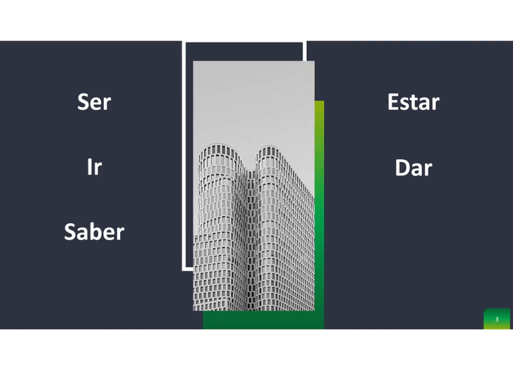So the 5 irregulars that we're going to look at this year are ser, ir, saber, estar, and dar. And you'll notice that I've broken them down. I've got the ER and IR verbs on the left-hand side, and I have the AR verbs on the right-hand side. So you're going to notice some patterns with these verbs as we move on. If you'll remember, ser is to be, ir is to go, saber is to know, estar is also to be, and dar is to give.